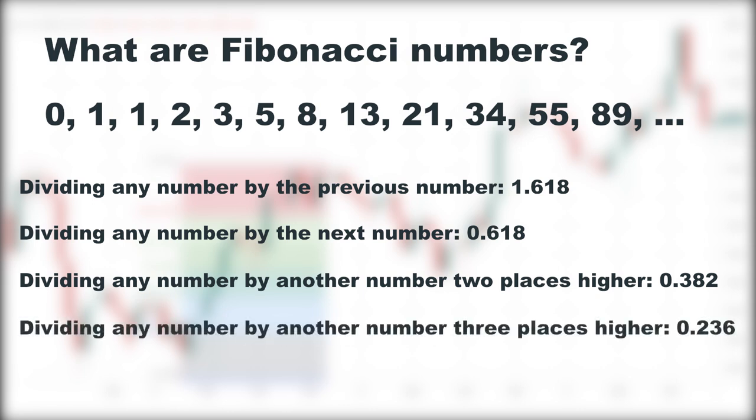And if we divide any number by another number three places higher, the result is approximately 0.236, with the result getting closer to this as we move forward and the numbers increase. The ratio of 1.618 is called the golden ratio, and 0.618 is the inverse of the golden ratio. These amazing ratios are widely found in nature, biology, and architecture. For example, these ratios are found in human faces or animal bodies like snail shells. They can be found in fruits, flowers, formation of rocks, spiral galaxies, and many other examples that are associated with these ratios generated from Fibonacci numbers.